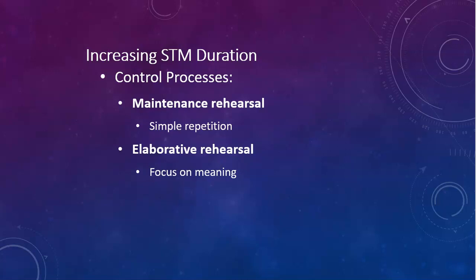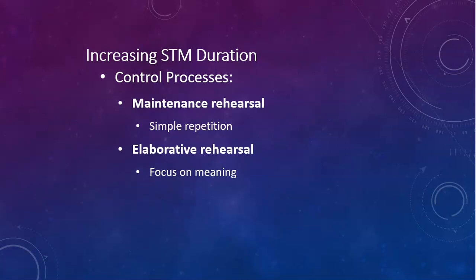And again, these are called control processes. So the first one is maintenance rehearsal, and so this is just simple repetition. So, for instance, if I say, I want you to remember a list of words, and I give you apple, chair, clock, map, box, then maintenance rehearsal is you're going to sit there and repeat in your mind those 5 words I just gave you, right?